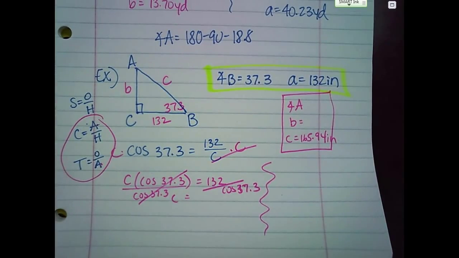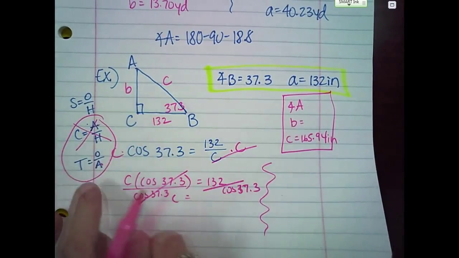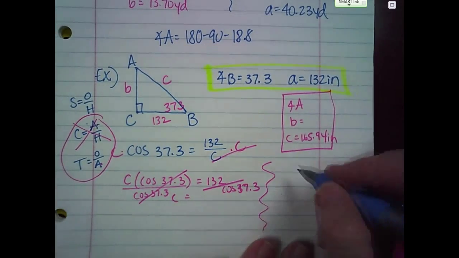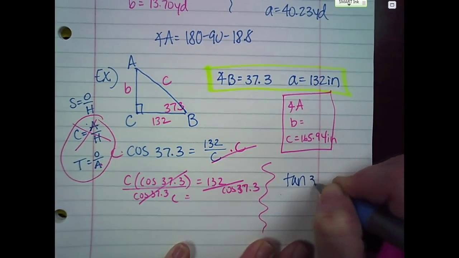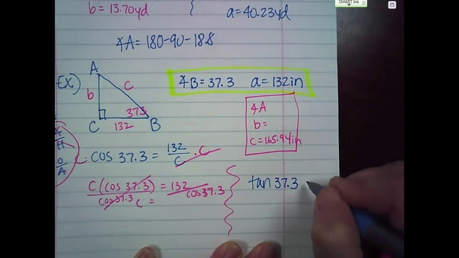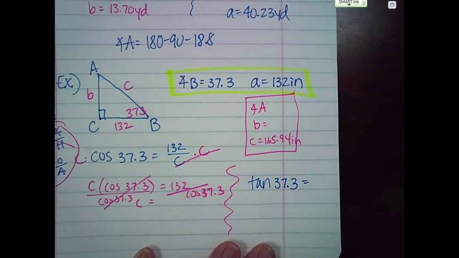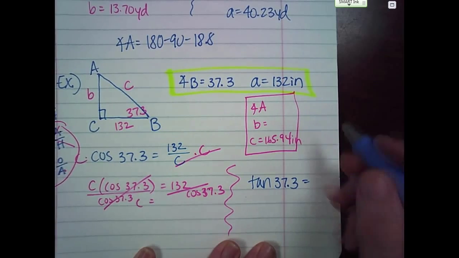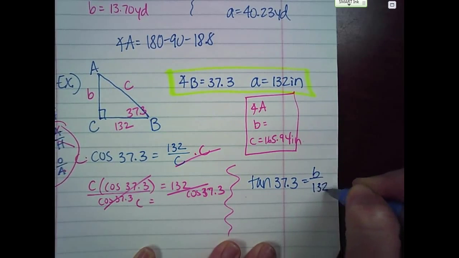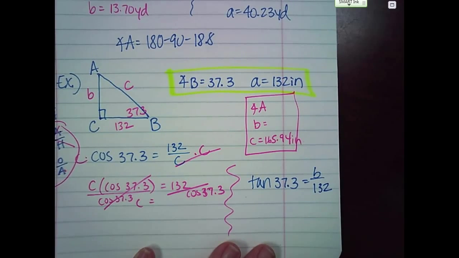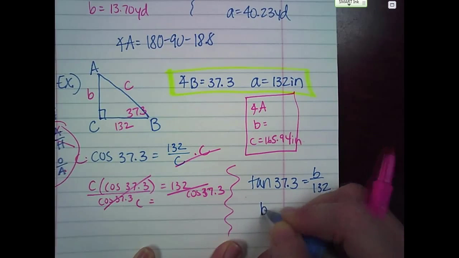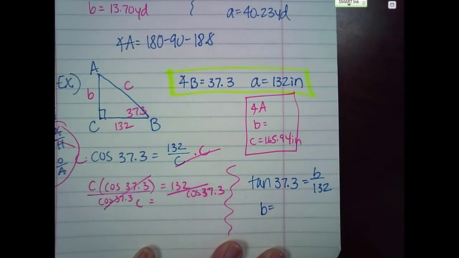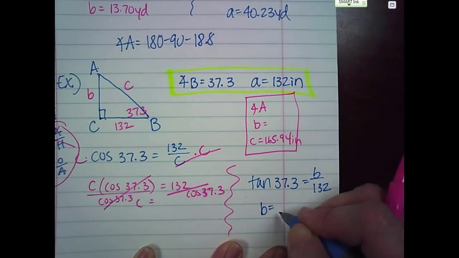Okay, so we've used cosine, so now we have to use tangent. Tangent of 37.3 equals opposite over adjacent. Which one's the opposite? B, and there's the adjacent. This one's easy because the variable's on top. You just multiply both by 132, and B is 165.94. No, I'm sorry, 100.56.